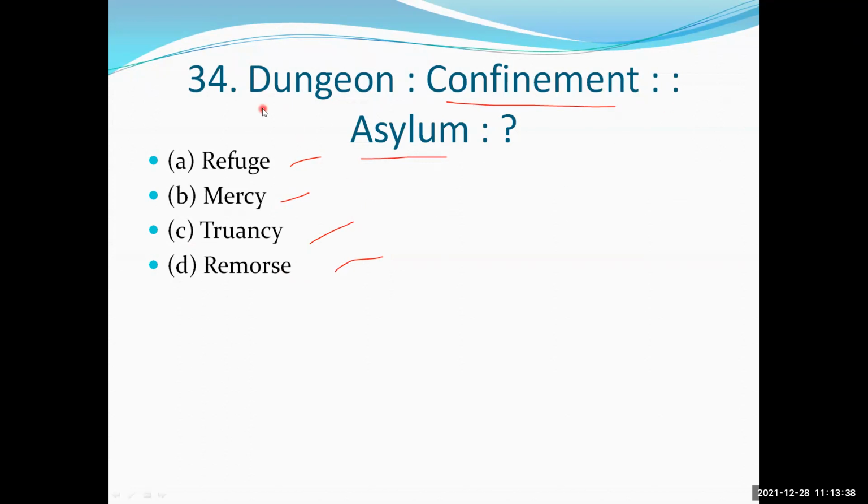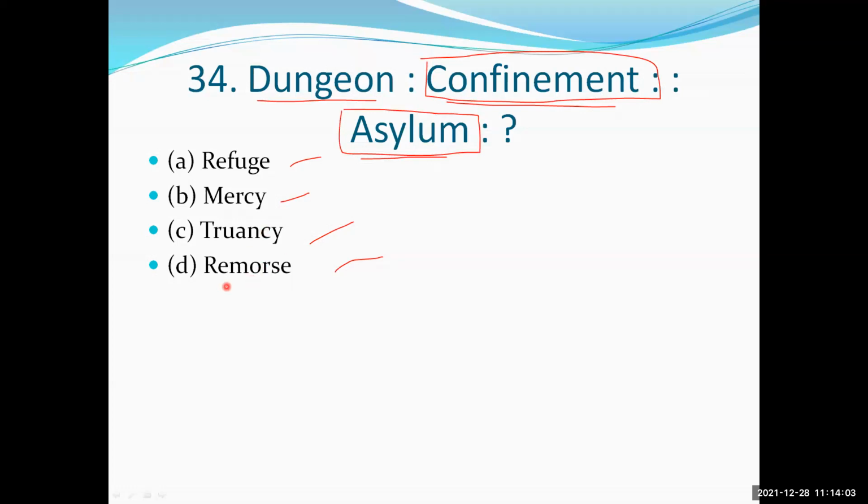Let's try to understand what is dungeon. Dungeon is a kind of, let's say, prison or cell. Usually it is underground, and it is for what? It is for the prisoners, for confinement, to keep people in the prison, into the jail. Like this we can understand. So asylum is also a place. This place is for what? We have to choose from the following options.